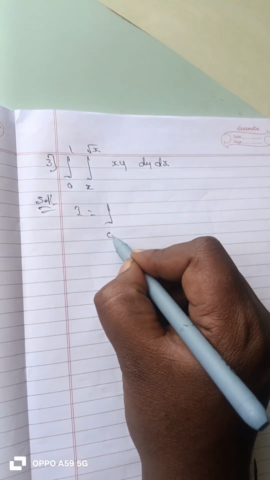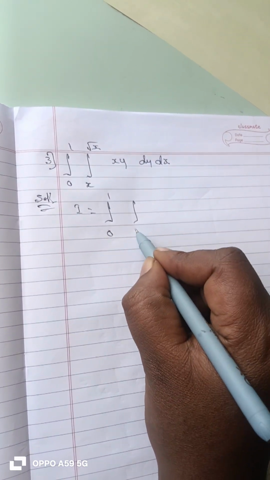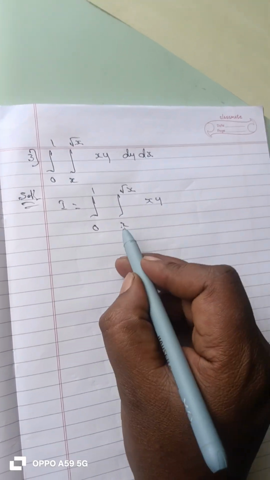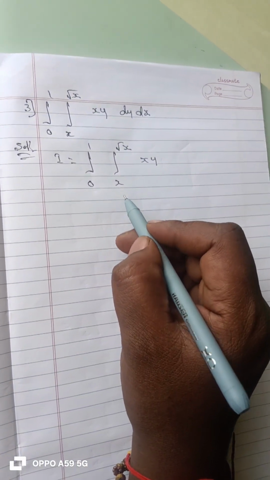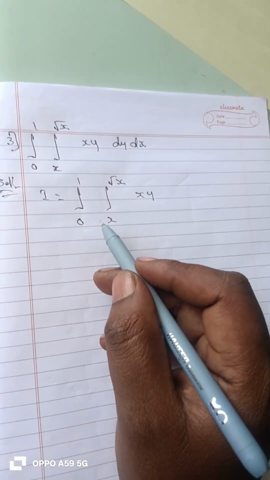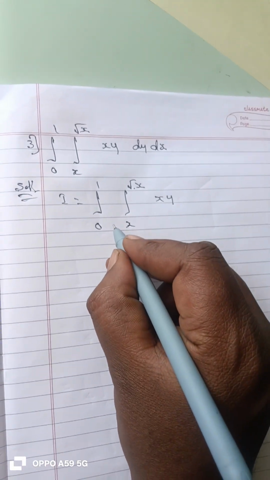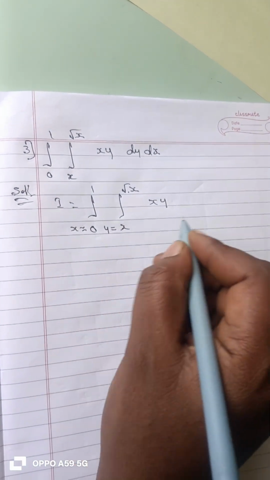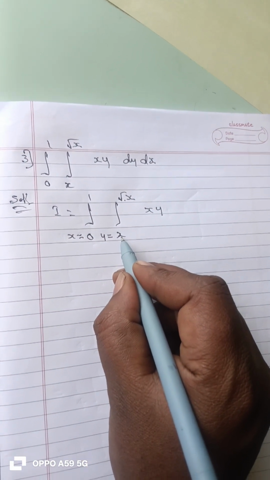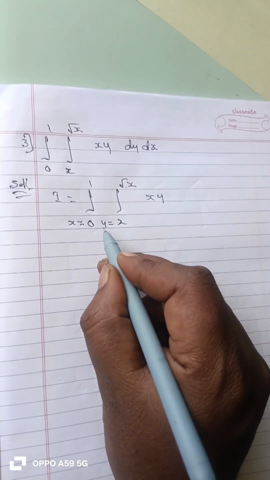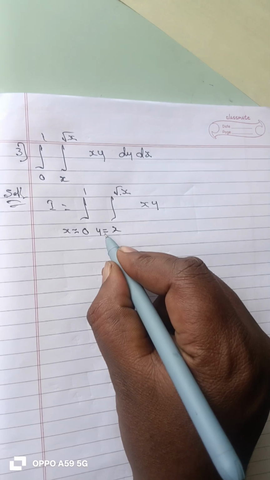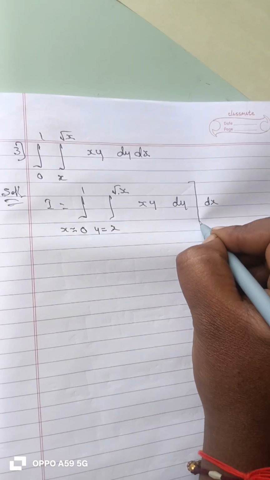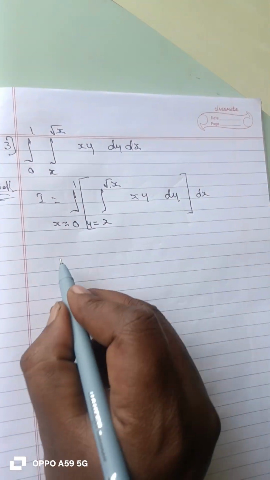I is equal to integration from 0 to 1. The second integration is from x to root x. The function is xy, and here I already told you in the previous problems how to identify which limits these are, x limits or y limits. If they give the x variable, it indicates the y variable, that is y limits. This is x limits. If they give y, then that time it is the x limit we have to consider. xy is the function. If they are giving y limits, we take it as dy. Then let us write the dx at the end.